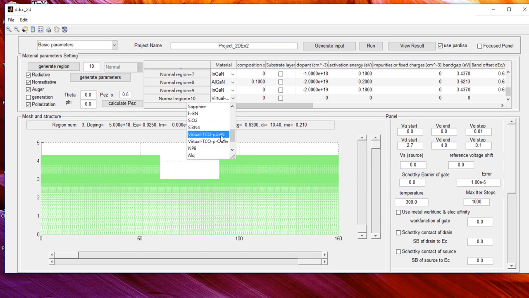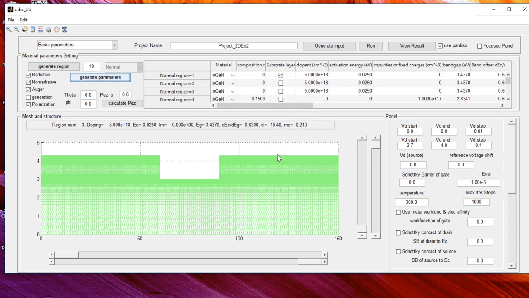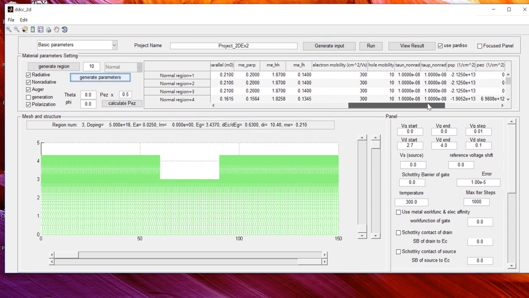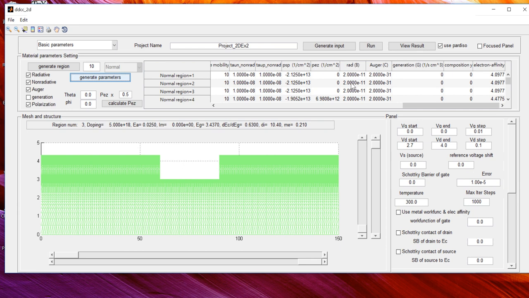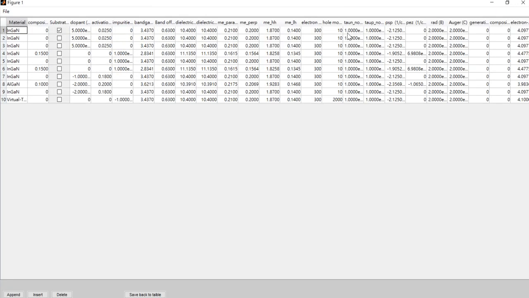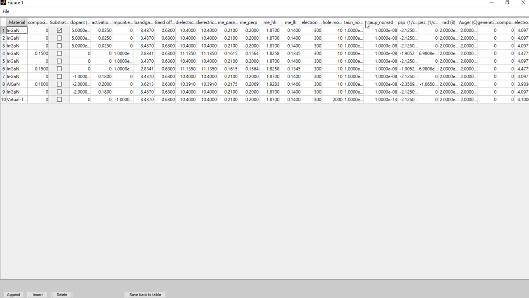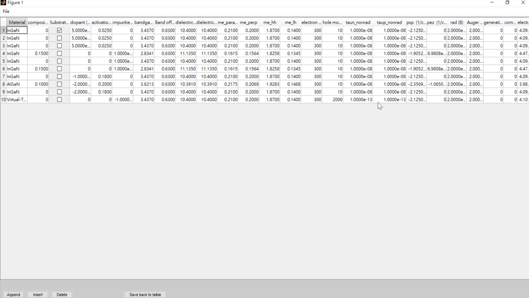So we choose the virtual TCO pgan and generate parameters. Okay. But just remember one thing: when you generate parameters, everything will be reset except doping. So we change the tau n. Do you remember that we changed the tau n here? Don't touch the tau here, because that's heavily p-type. We want the carriers to be recombined in the contact, so we put a very short lifetime. So don't do anything here.